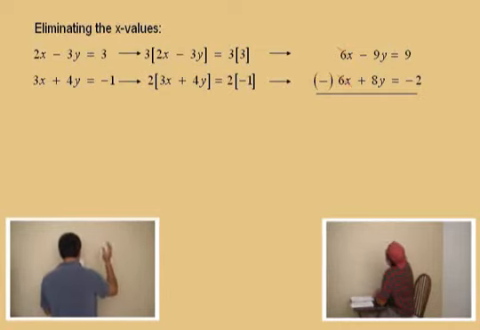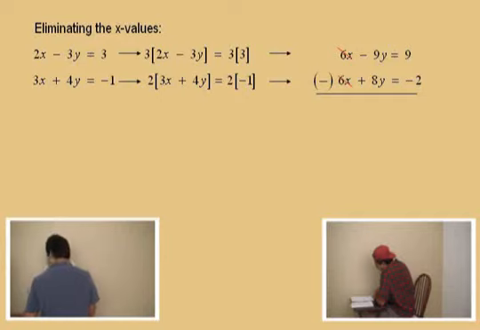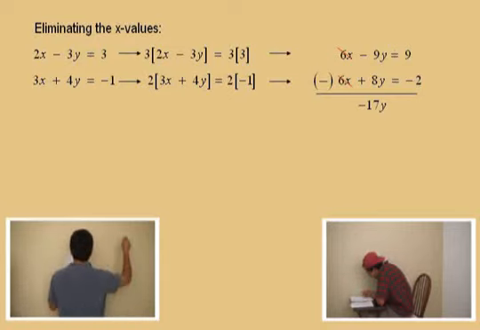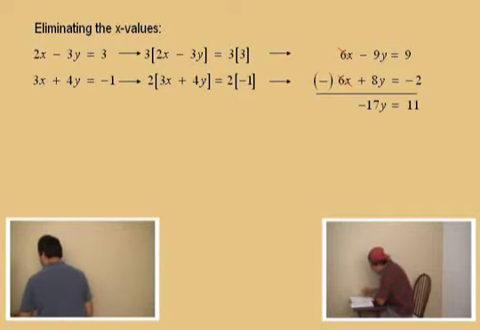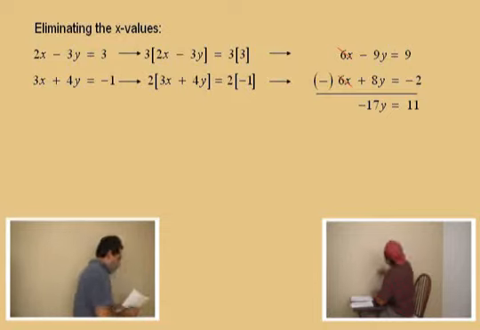6x subtract 6x, they get zeroed out. There we go, cancel there. And then now you got to do negative 9y minus 8y. Charlie, what is that? Negative 17y. Negative 17y. Now what's on the right hand side? Don't forget you're subtracting. It's 9 subtract a negative 2. So what is it, Charlie? 11. 11. Very nice.